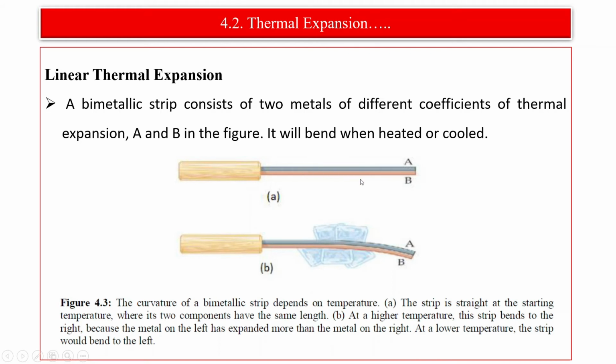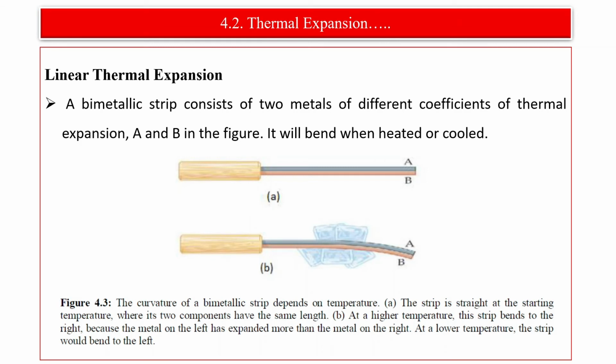The reason for bending downward is the coefficient of linear expansion of A is larger than B, which means this one expands more than this with equal change in temperature. If the coefficient of linear expansion of B is greater than A, then this one, the red one, expands more than A, therefore this will bend upward.